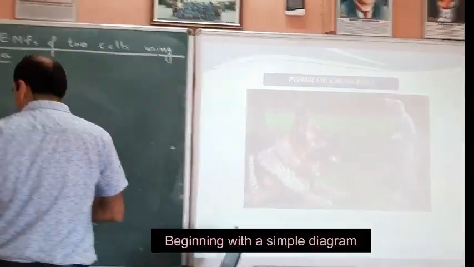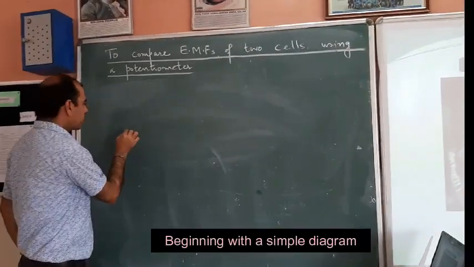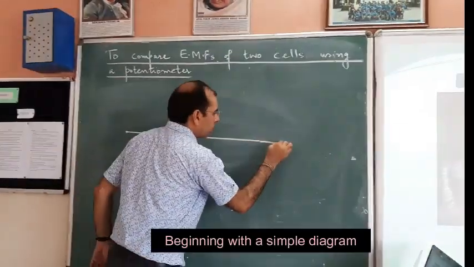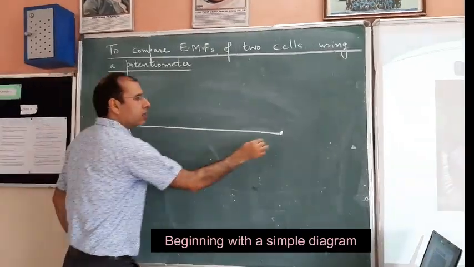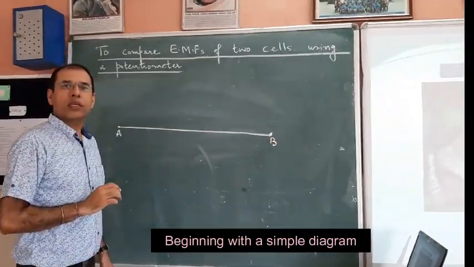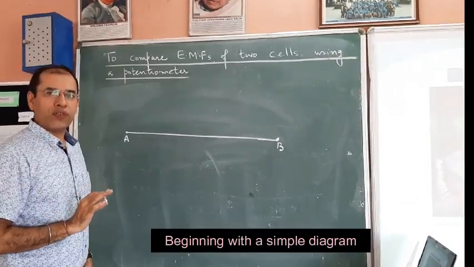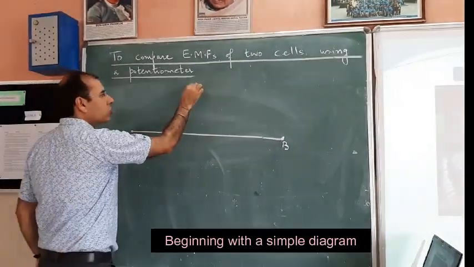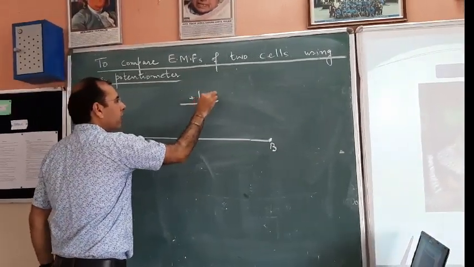Let us see. We have a potentiometer. The ends are, say, A and B. We are provided with some potential difference. For doing that, we will be using a source like a battery, the positive and the negative.